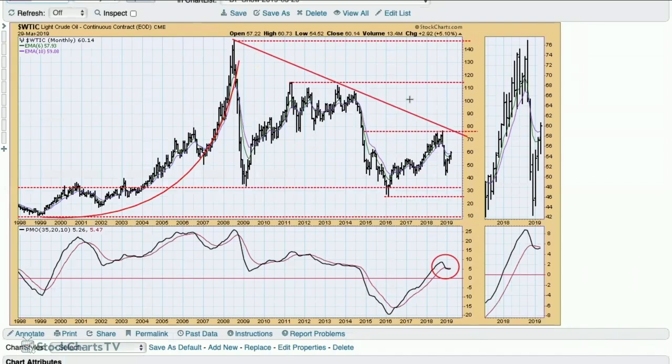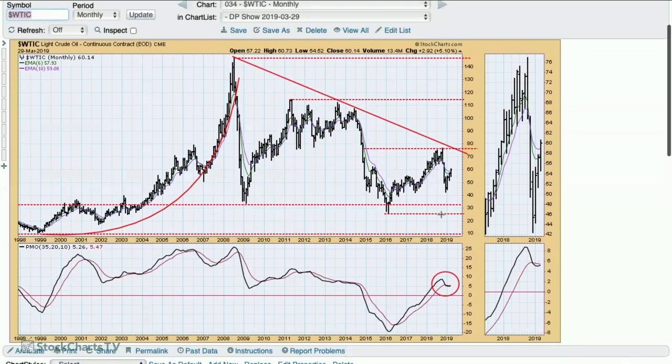Crude oil, the most recent top in 2018 was around 76, and I don't see any impediment to it getting back up there, although I think that's also likely to be a pretty good line of resistance.